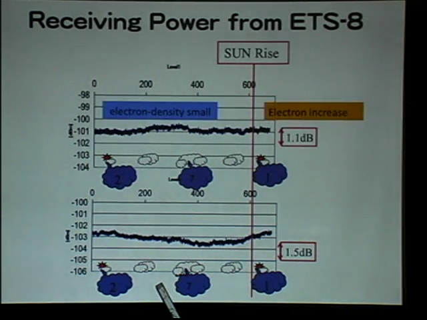This is the sunrise. This part is night, and this is morning. Usually the electron density in the ionosphere increases like this. If we had influence from the ionosphere, the receiving power would have to change. But this data shows no change, so it means no influence from the ionosphere.